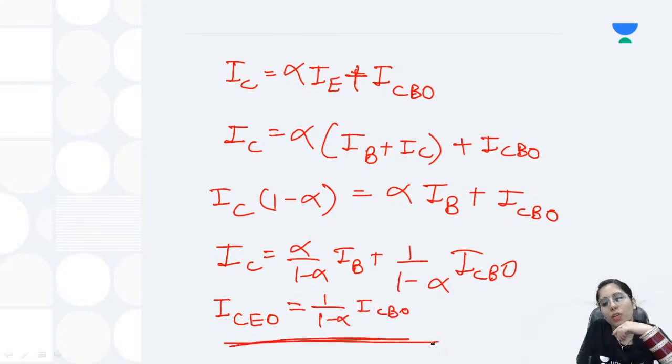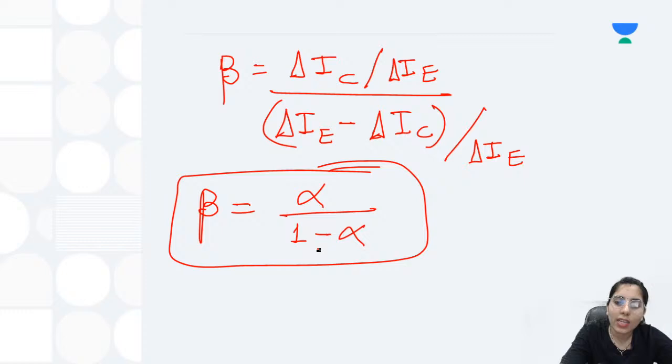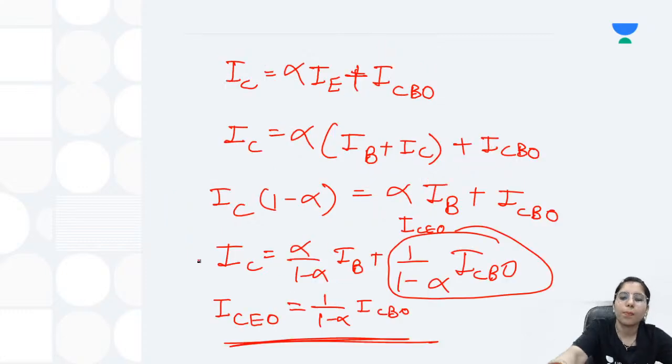So this is the value you are going to get if you consider the base open in this circuit, because that was on the input side. The main thing, not the common part, you have to consider. Other than that, you can write it like this: ICBO is already there. If you consider the value of ICBO in terms of ICEO, you can replace this as ICEO. I hope that's getting clear. But still, if you have any doubt, you can tell me. And alpha upon 1 minus alpha is what? That's beta. So you can write it as beta IB plus ICEO, that is equal to IC.